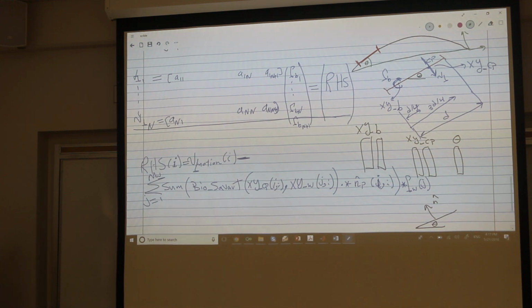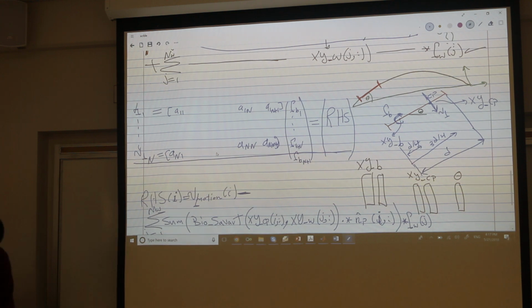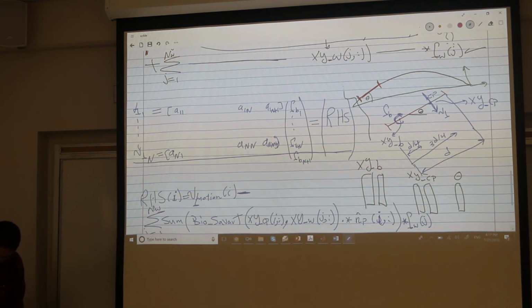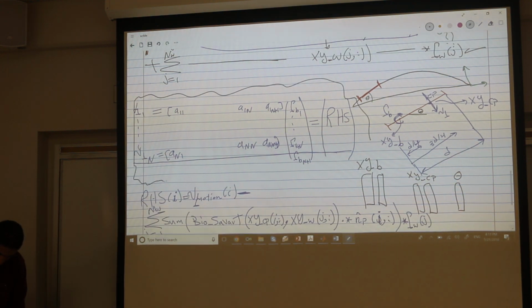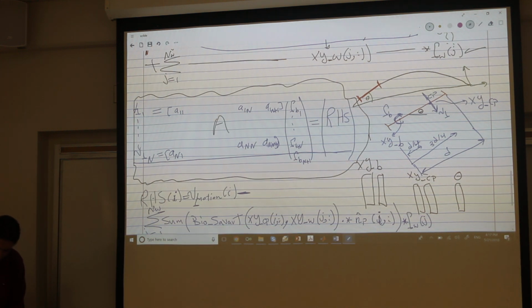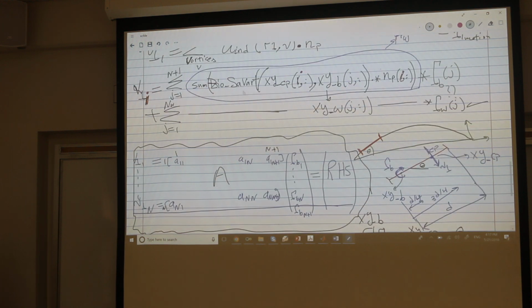Any question about that? So this is our system of equations: A times gamma is equal to the right hand side. So here for i equal 1 to n, j equal 1 to n plus 1, here is the expression for aij, right?